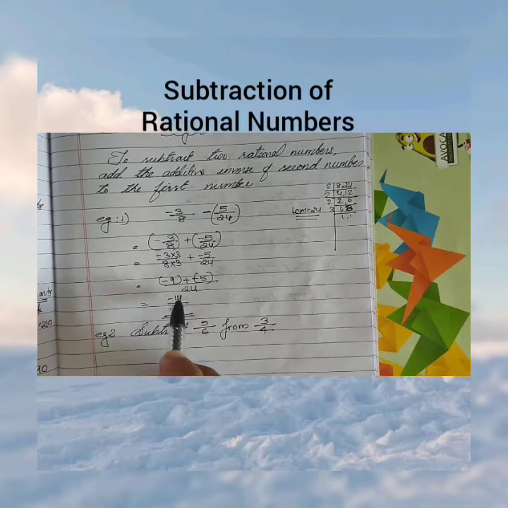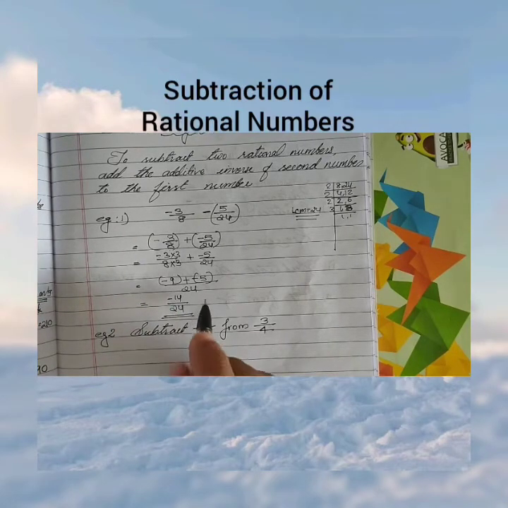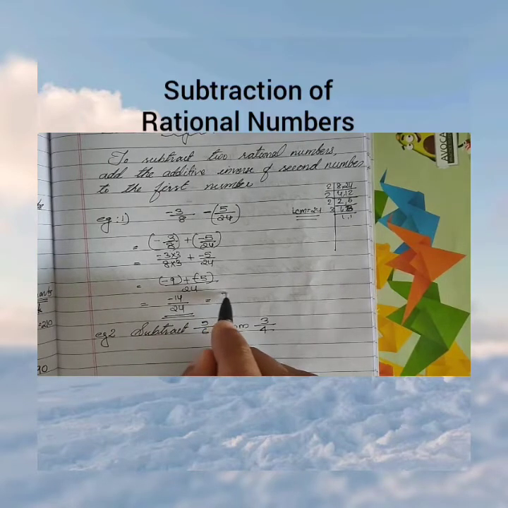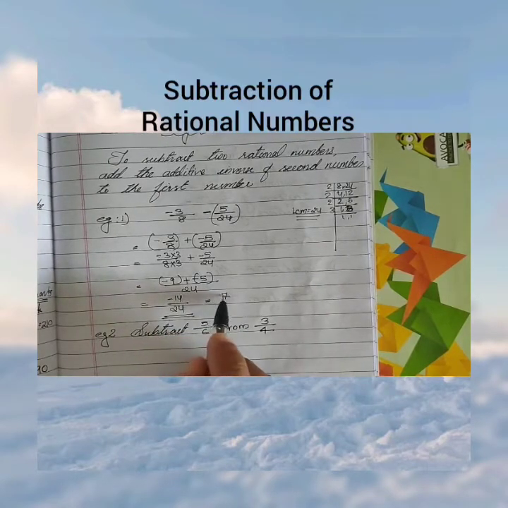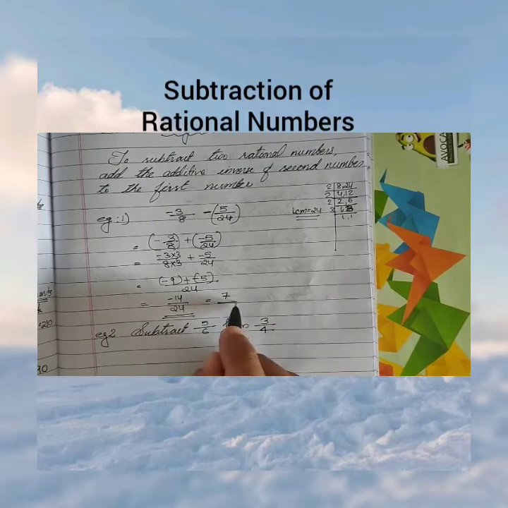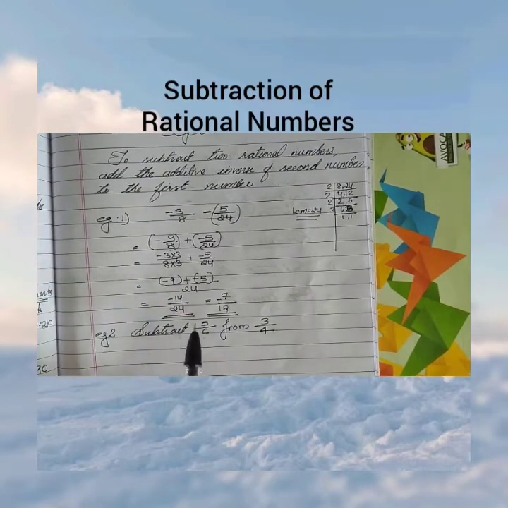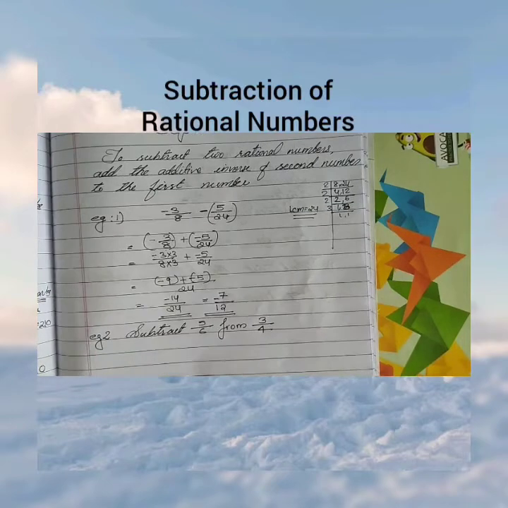So if it is possible to cut and reduce, we can cut and reduce. Here it is possible, by 2 we can cut. Then 2 7s are 14. This we divide by 2, and this also is equal to 12. Negative 7 upon 12. So I think you understood how to subtract. Always remember that subtraction means add the first rational number by the additive inverse of the second rational number.